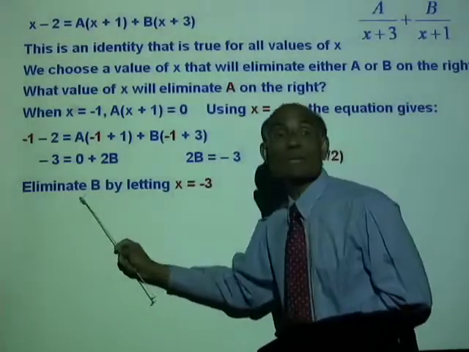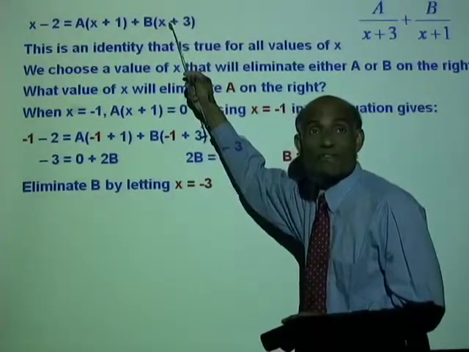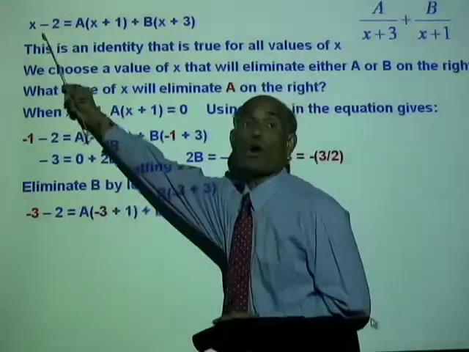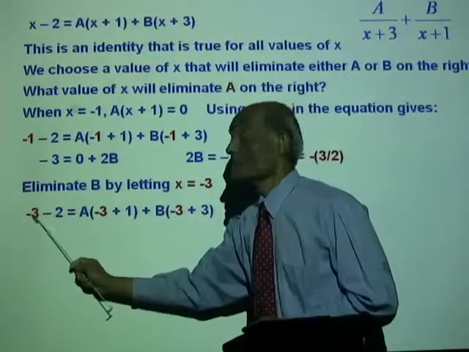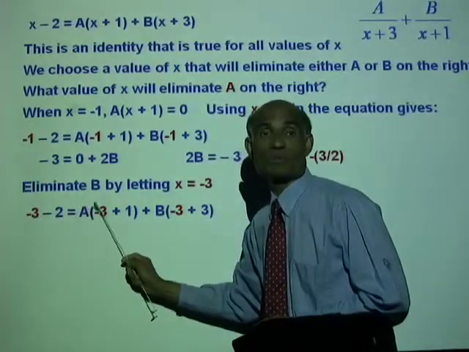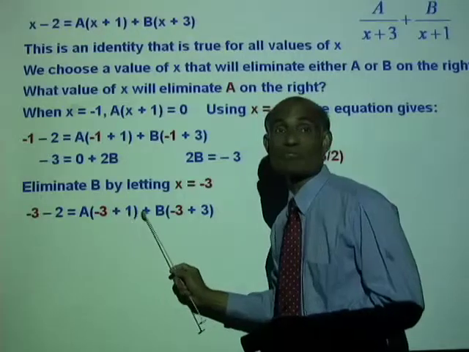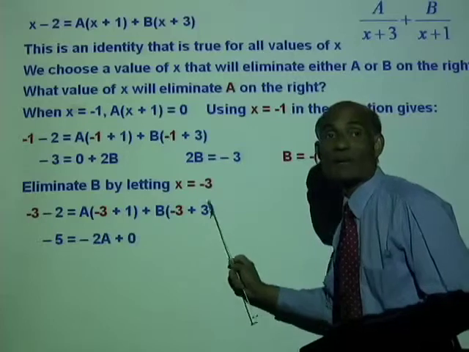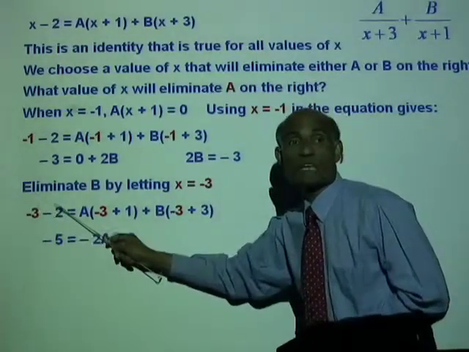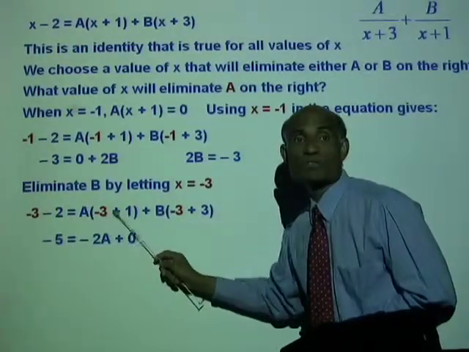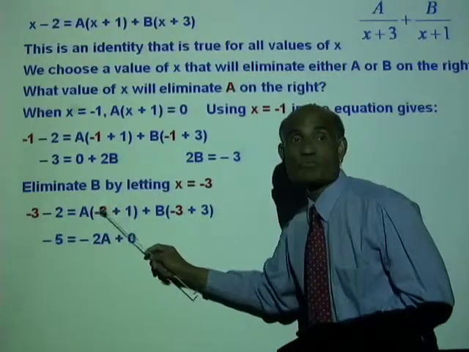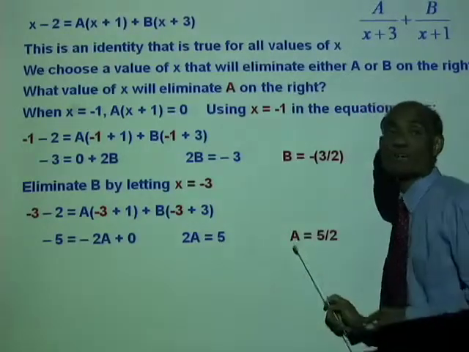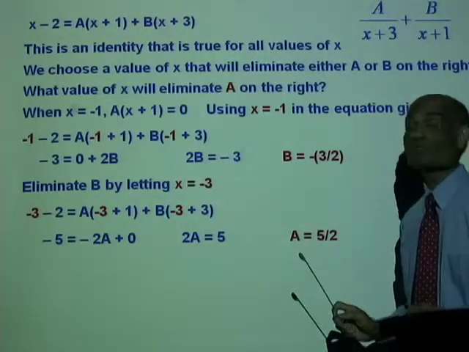Alright, now let's eliminate b by setting x equal to negative 3. That gives you, replace x all over by negative 3. Negative 3 minus 2 equal to a times negative 3 plus 1 plus b times negative 3 plus 3. That will eliminate this term, giving you negative 5 equal to negative 3 plus 1 is negative 2, negative 2a, or 2a equal to 5 gives you a equal to 5 over 2.